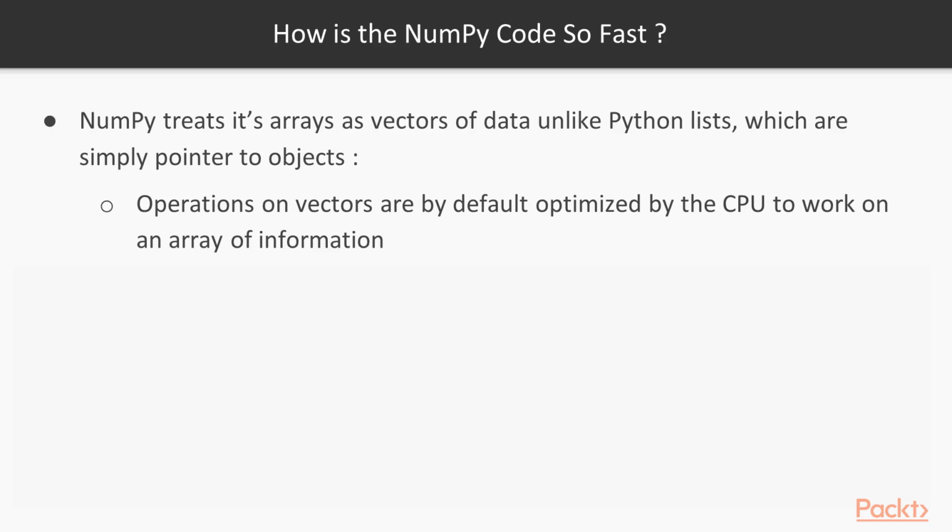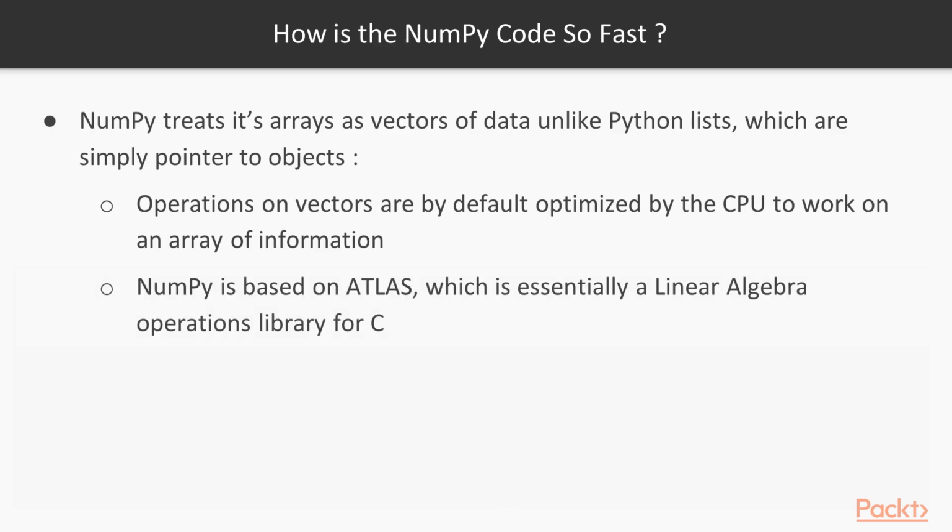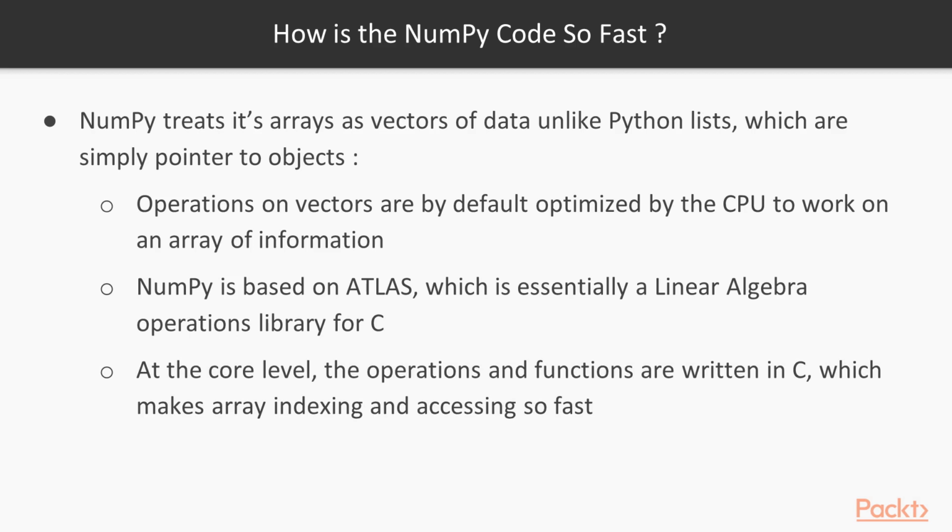As opposed to NumPy arrays, which have contiguous memory locations, the CPU is optimized to work with vectors. So instead of looping over them once, it will simply add it in one go. NumPy is also based on ATLAS, which is essentially a linear algebra operations library for C. At the core level, the operations and functions are written in C, which makes the array indexing and accessing so fast. So when you are working with NumPy arrays, think that you are essentially using an interface directly to the C arrays. Since C by default is very fast, the NumPy library, which is built on C, is fast as well.